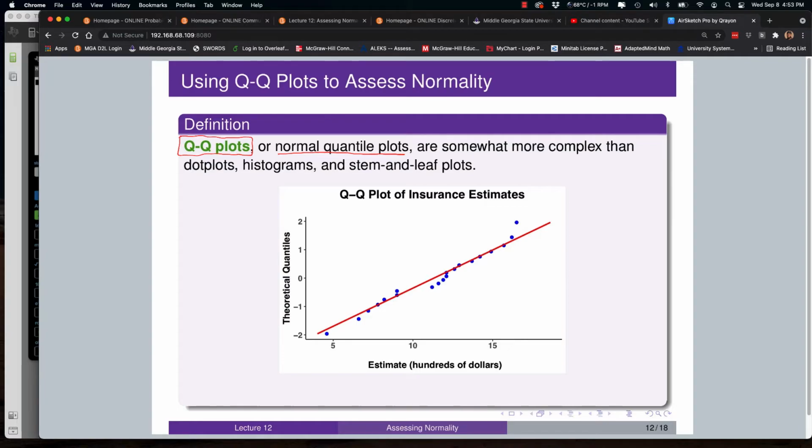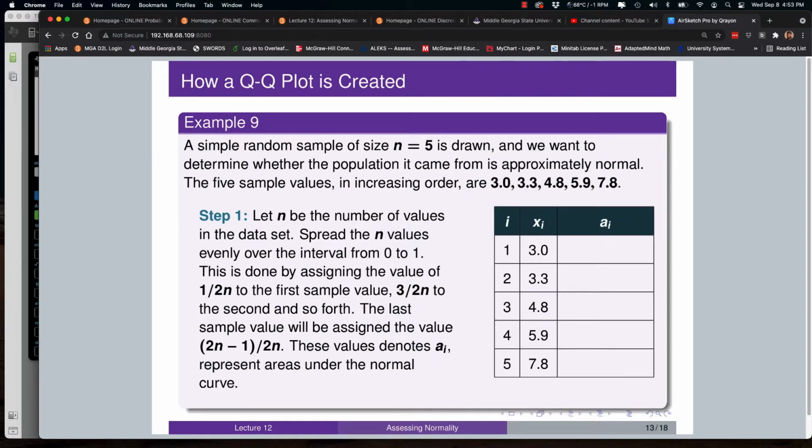Okay, let's look at how one of these is actually made if you had to make one by hand. So I have a simple random sample of size n equals 5 is drawn, and we want to determine whether the population it came from is approximately normal. So the 5 sample values I have in increasing order, and we have to have them in increasing order, are 3, 3.3, 4.8, 5.9, and 7.8. So in step 1, the first thing we do is we let n be the number of values. So in this case we have 5 values, so n is 5.